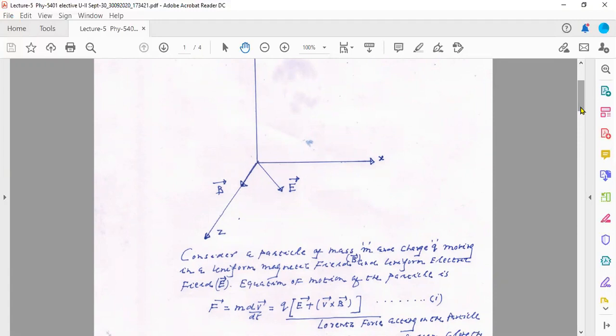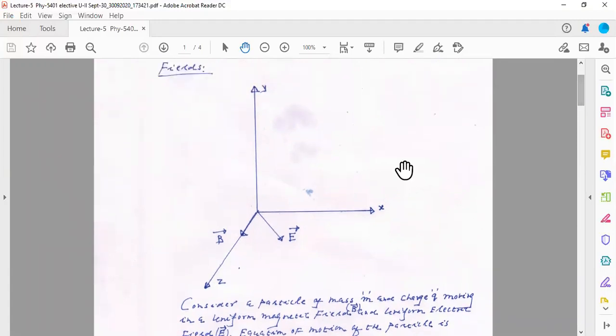Look at the figure here. I applied the magnetic field along the z direction. The field is uniform. That means it is constant and having the same direction along the z direction. And the electric field is applied in the xz plane. It's a uniform electric field. You can see from the figure that you have an electric field which is having the x component and the z component.